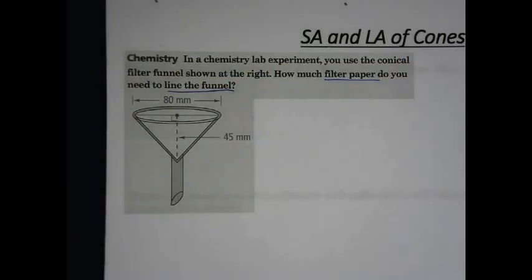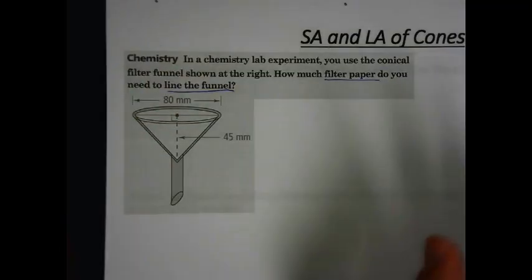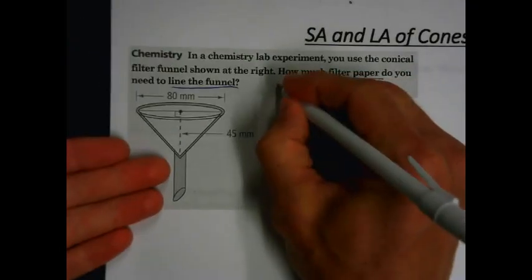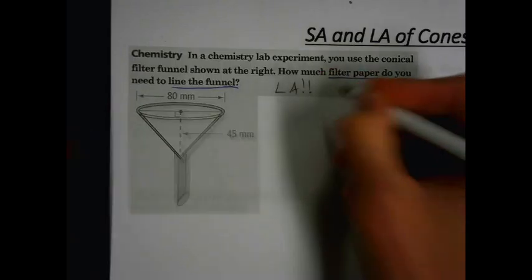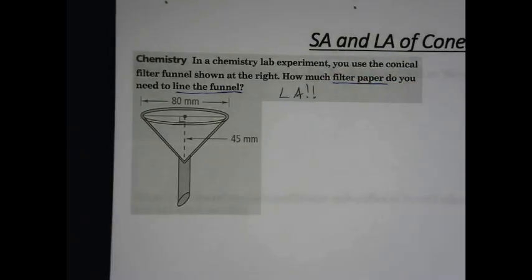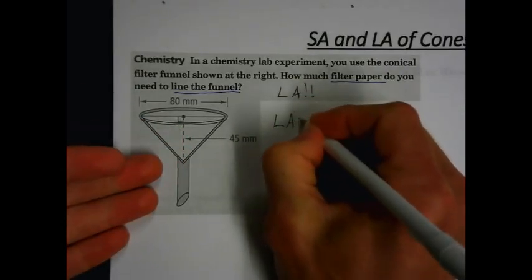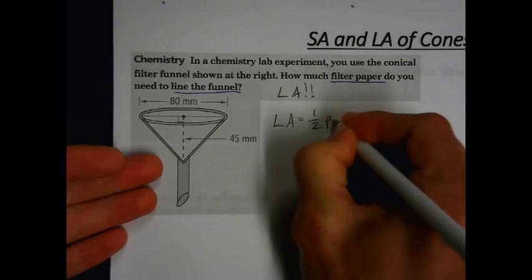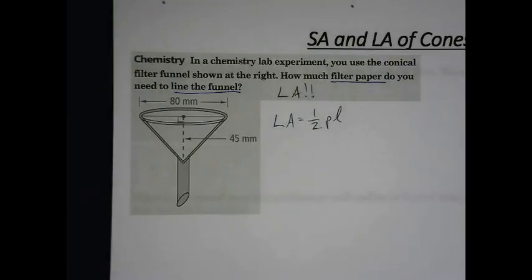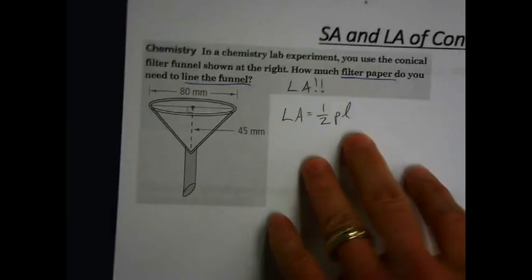So what is it asking for? Is it asking for surface area or lateral area? This is a huge question that you have to be able to understand. The filter paper is only the way around, so the filter paper is only asking for lateral area. We don't need the surface area here. We simply need lateral area. And how do we find lateral area? Again, 1/2 the perimeter of the base times the slant height.